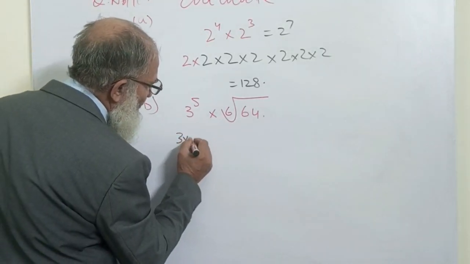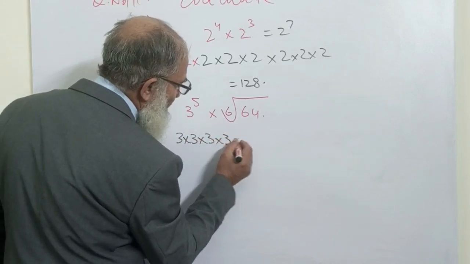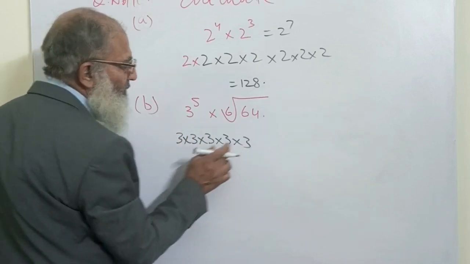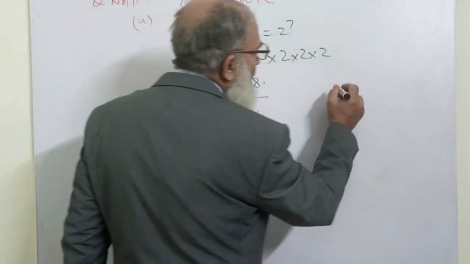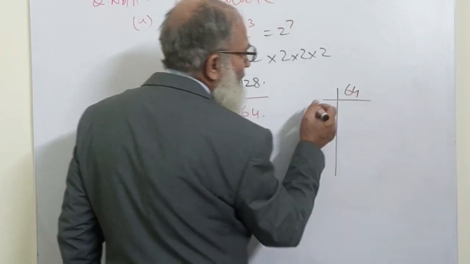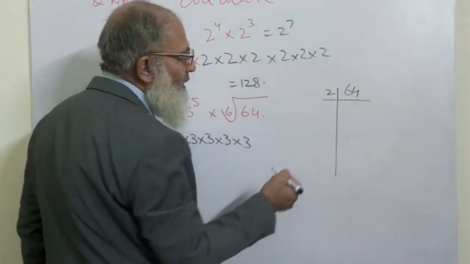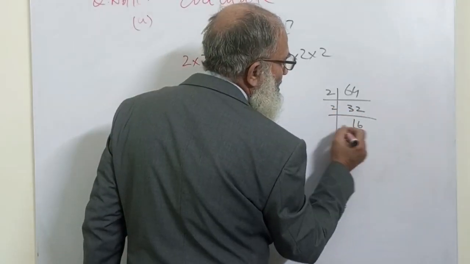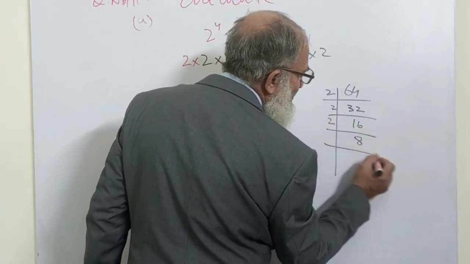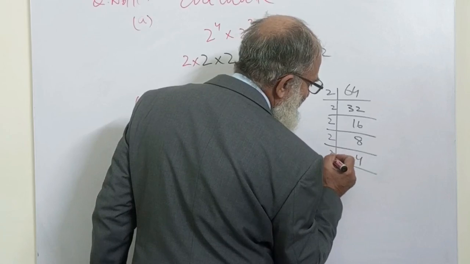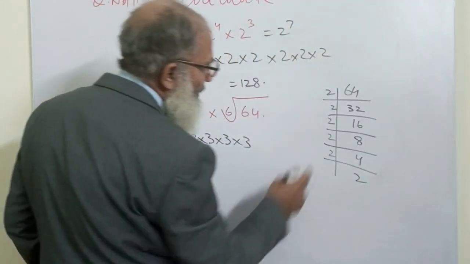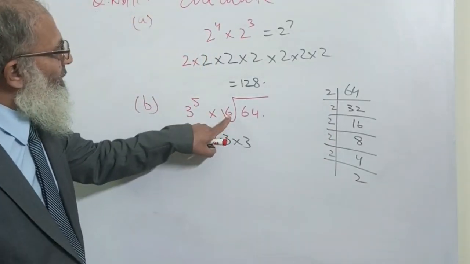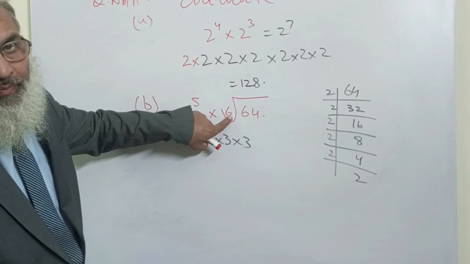Now you see 3 multiplied 3 multiplied 3 multiplied 3 multiplied 3. Now this means 3 written 5 times. Now what does this mean? Come to the rough side and keep on finding its prime factors. What we got here are 1, 2, 3, 4, 5, 6. And note that what we have here is 6.